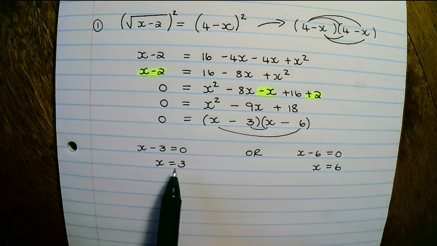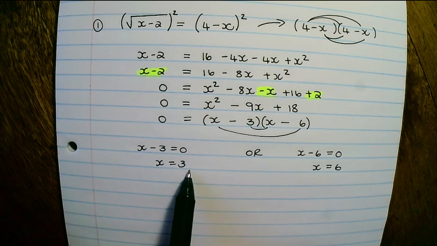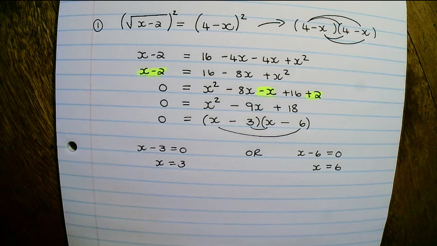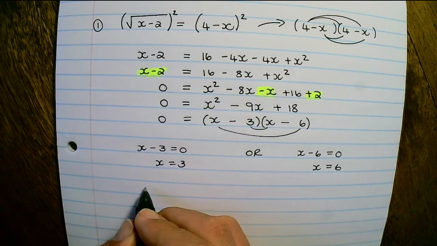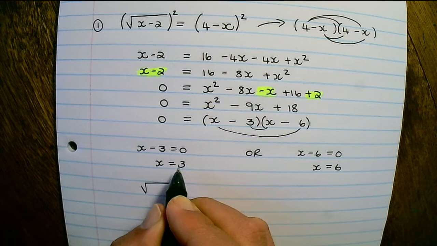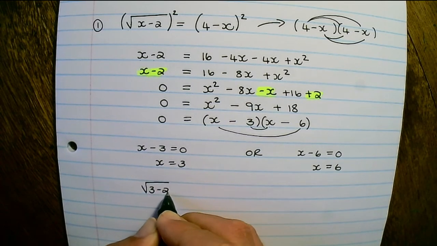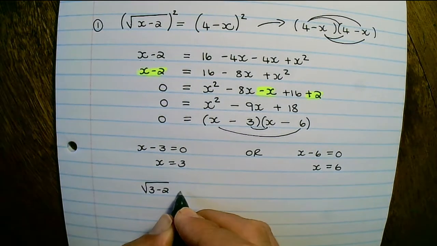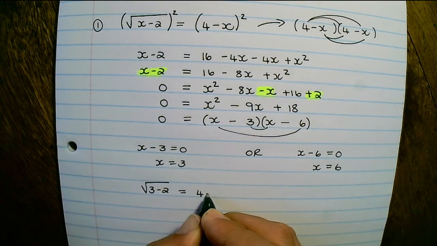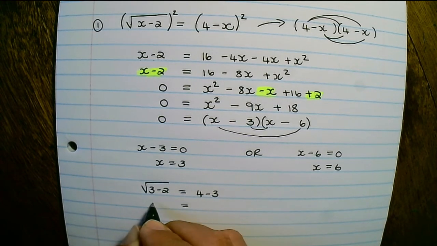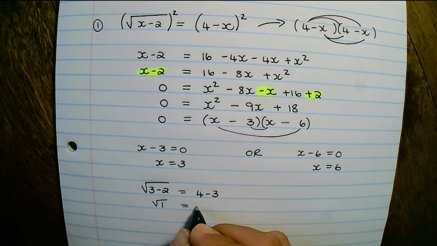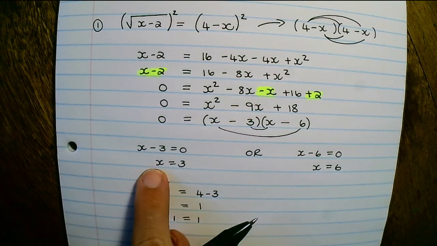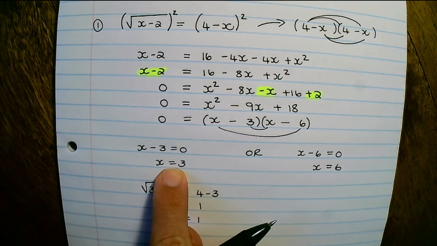But what you need to do is check whether or not these values are true, and we only need to check when we have these square root solutions. So if I substitute 3 in the place of x, it's 3 minus 2. I substitute 3 in our original sum, and I want to see if that is equal to 4 minus 3. This is then the square root of 1 equals 1. Therefore, it's 1 equals 1. So it means that x can be equal to 3.